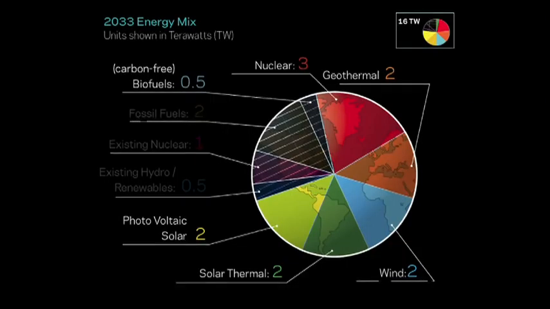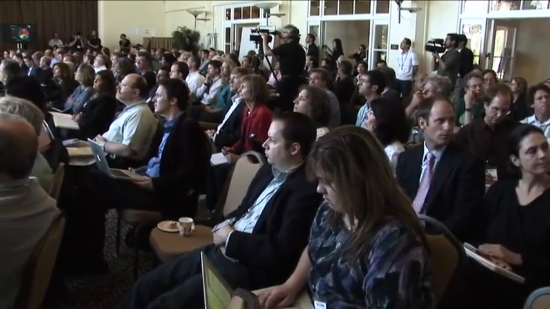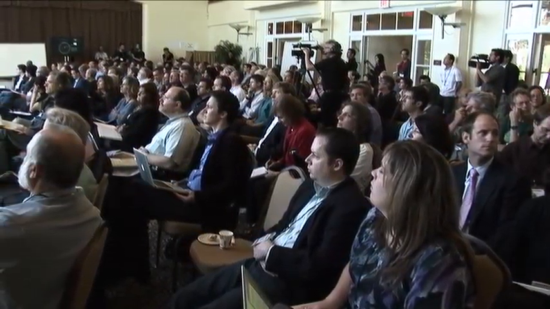Imagine you're technology agnostic and you say, we're just going to take those 11.5 terawatts roughly from the things that we know work today. So 3 terawatts of nuclear, 2 terawatts of geothermal, 2 terawatts of wind, 2 of solar thermal, 2 of photovoltaics, and just for fun, 0.5 terawatt of biofuels. What does it look like to build that in the next 25 years? In order to do that, you have to deploy at about this rate.